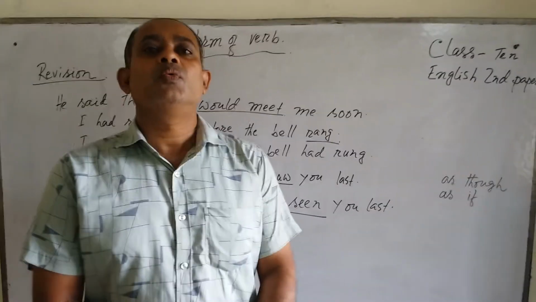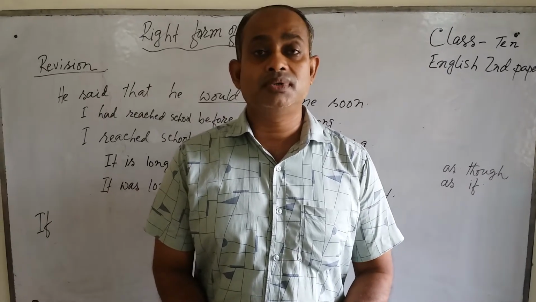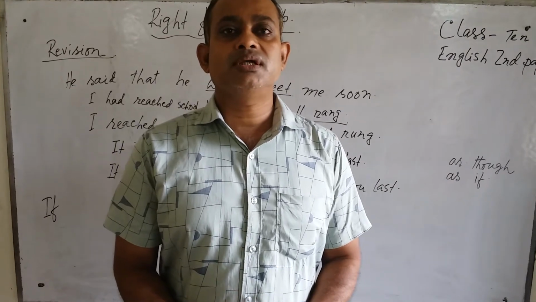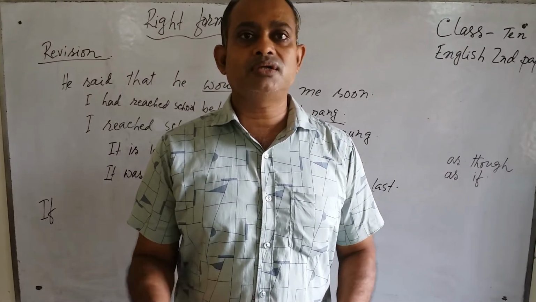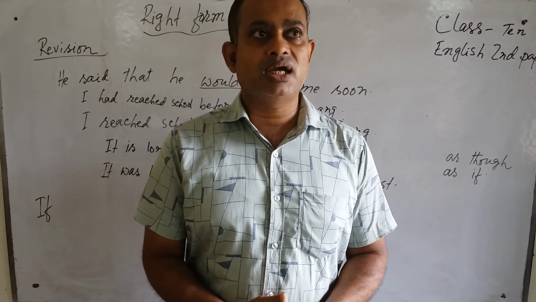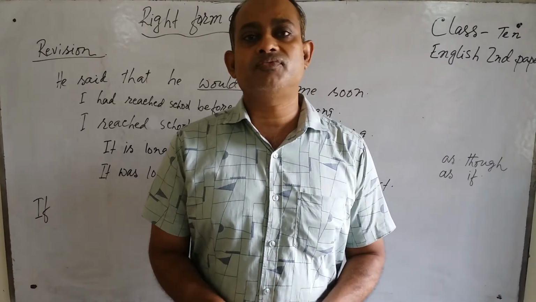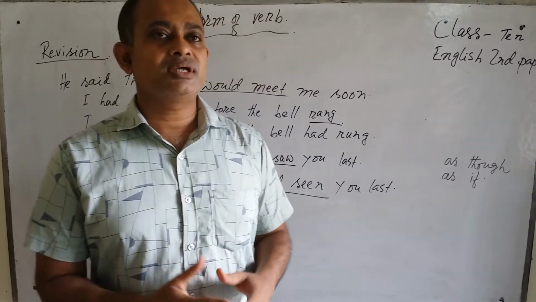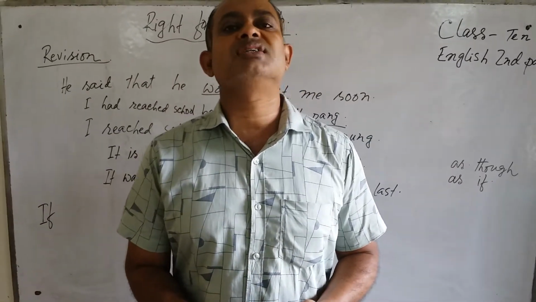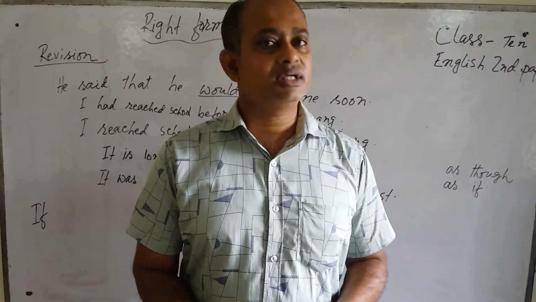So far, we discussed the use of the right form of verb in our previous class. Now, we will continue it, but before that, I want to go to the previous class and have a glimpse. It was about the use of the right form of verb, and we discussed the five forms: present, past, past participle, ing form, and s or es form.